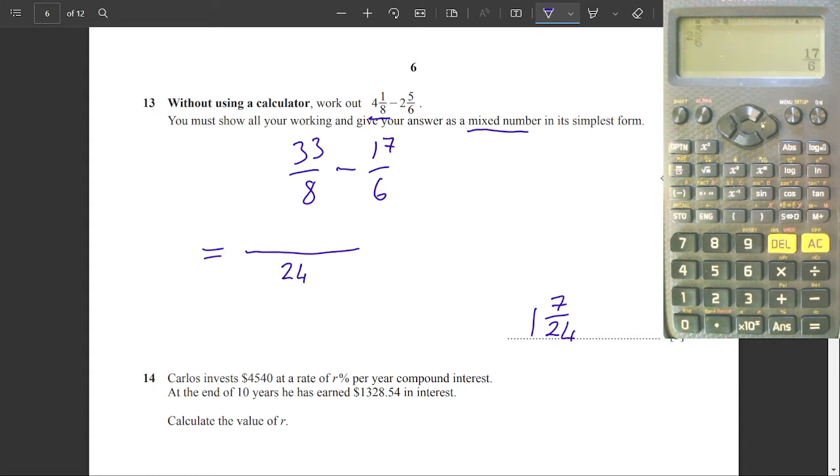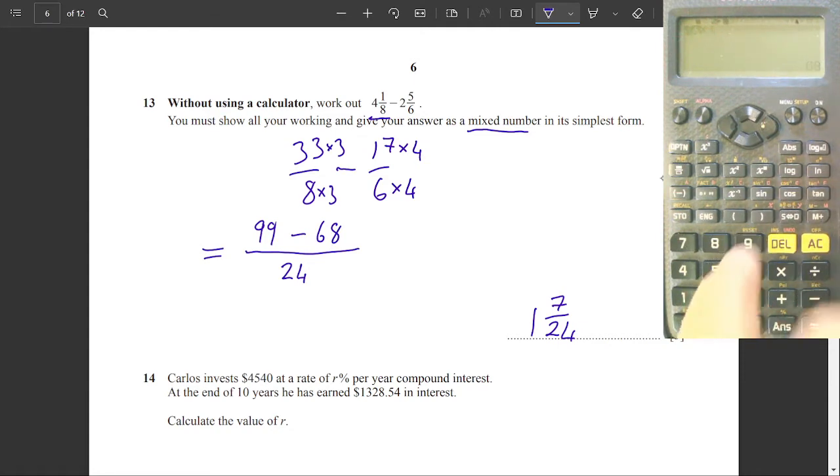So to get 24 means we're multiplying this 8 by 3. So we multiply the 33 by 3. That gives us 99. And to make the 6 a 24, we multiply this by 4. So we multiply 17 by 4. That is, of course, 68. But there's nothing wrong with double checking. Okay, remember we are subtracting.